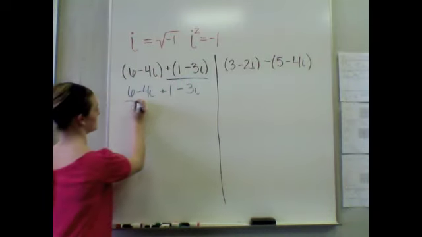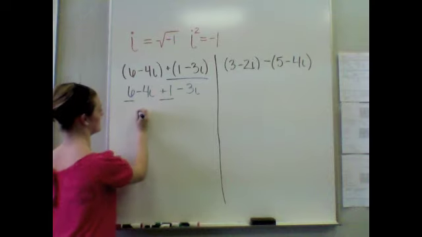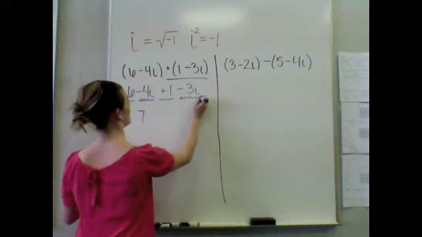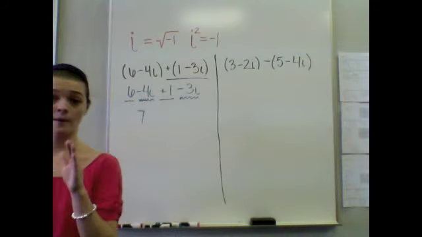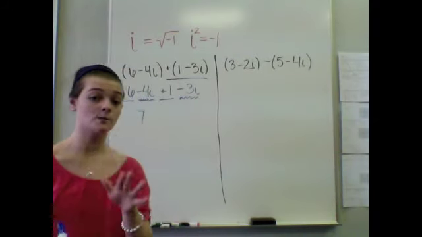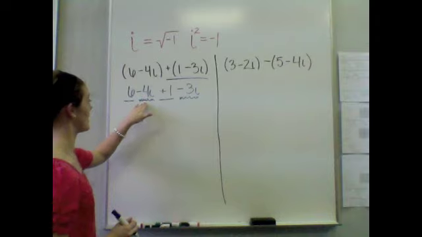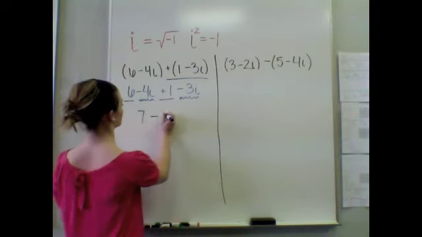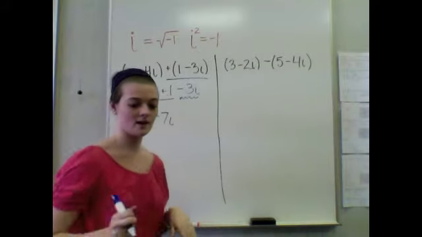So now I have a 6 and a plus 1, becoming a 7. I have a negative 4i and a negative 3i. Now remember, we're not multiplying here, we're just adding and subtracting. So we have negative 4i minus 3i, that'll give me minus 7i.